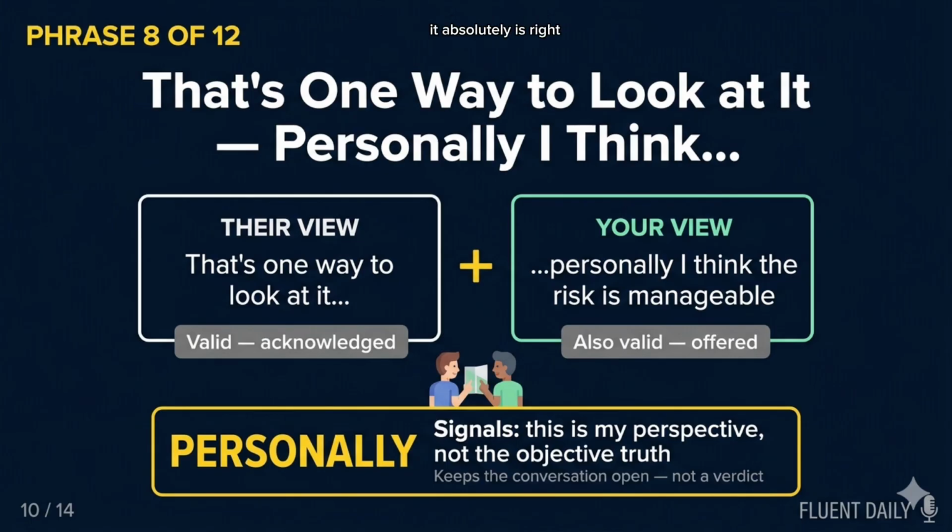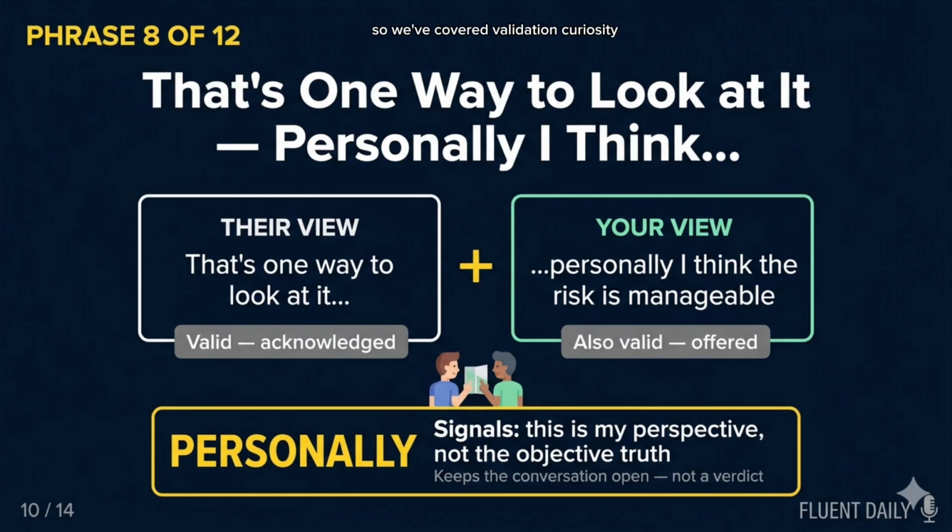It absolutely is. By emphasizing the word personally, you remove the claim of objective truth. You are validating their perspective as a legitimate way to view the world, and then presenting your view as equally legitimate. You aren't claiming superiority. This is especially vital in creative brainstorms or high-level strategy meetings where there simply is no single right answer.